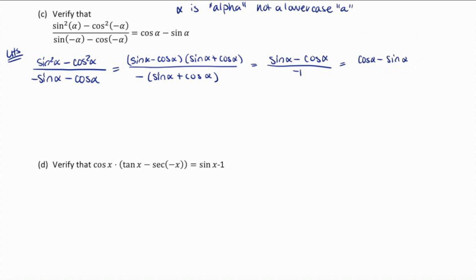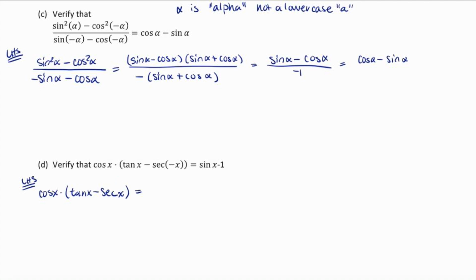Let's look at part D. Verify that cosine of x times tangent x minus secant of negative x equals sine x minus 1. So looking at the left-hand side, we have cosine of x times tangent of x minus secant. And secant, is that an even or odd function? Secant is even, so this just becomes secant of x.